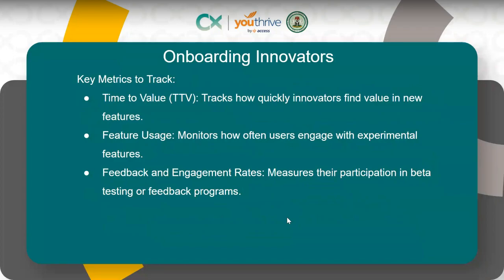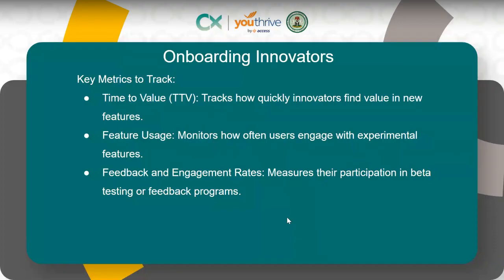So the key metrics you're looking to track when you're onboarding these people: you're looking at time to value. You track how quickly innovators find value in your features. The faster they get value, the better. If they're taking time to get value, it means either your user journey is taking too long, or you have to shorten some steps in how they're able to get their outcome done or use a particular feature.